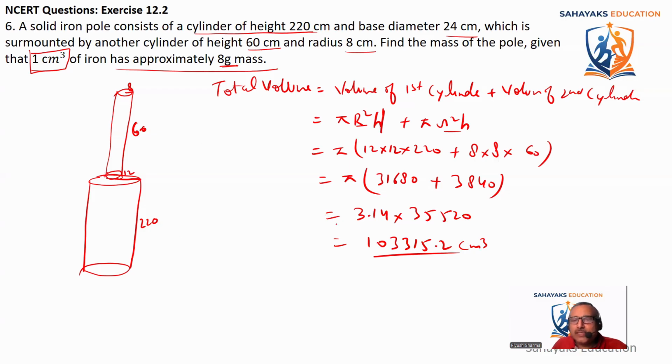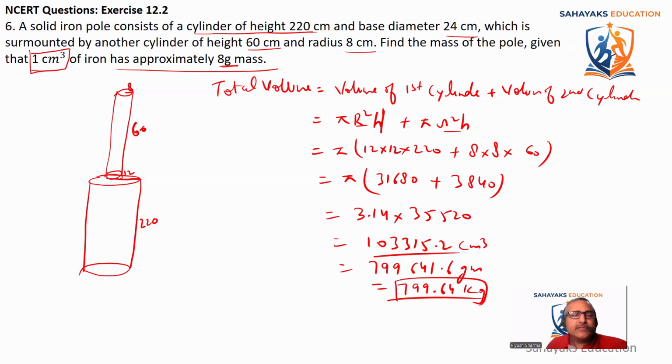Now they want to know what is the mass. Okay, for mass we have to multiply this thing with 8 grams. So let's multiply this with 8 to find out how many grams. It comes out to be somewhere around 799,641.6 grams. Okay, if you want to convert it into kilograms, divide by 1000, it comes out to be 799.64 kilograms. Somewhere around 800 kilograms is the weight of this entire thing.